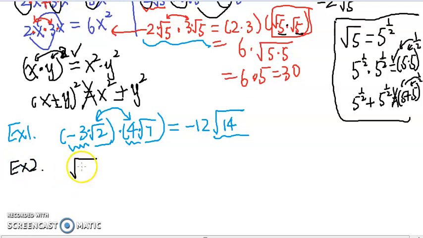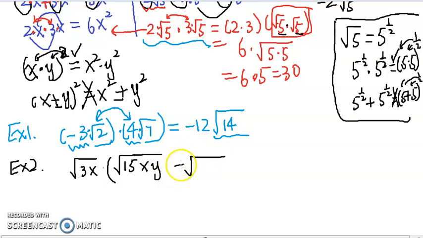What if we multiply square root of 3x times the quantity square root of 15xy minus square root of, maybe we can do another 3x, another 3y. So when we do multiplication, first of all, look at this parenthesis.